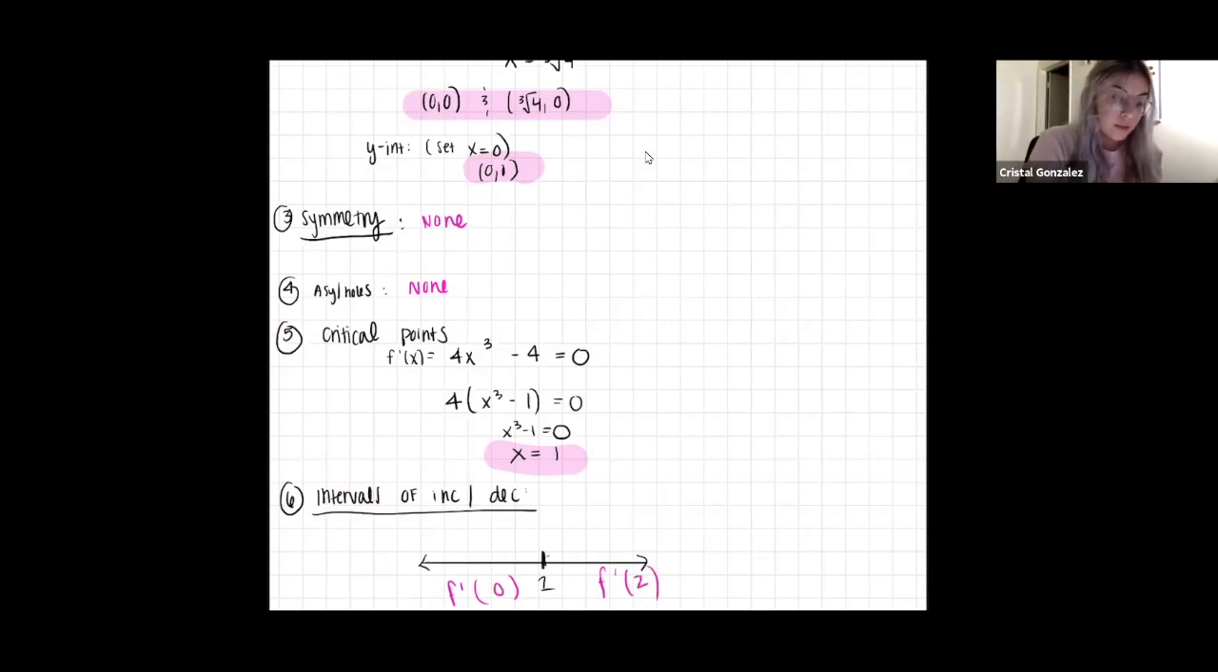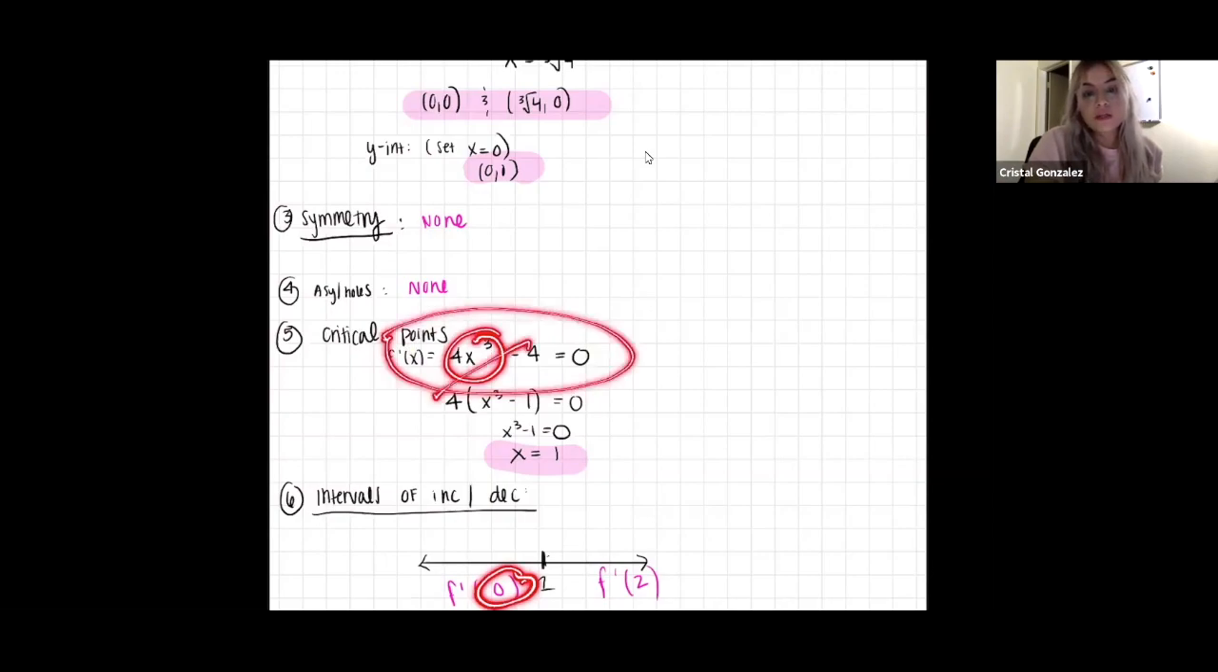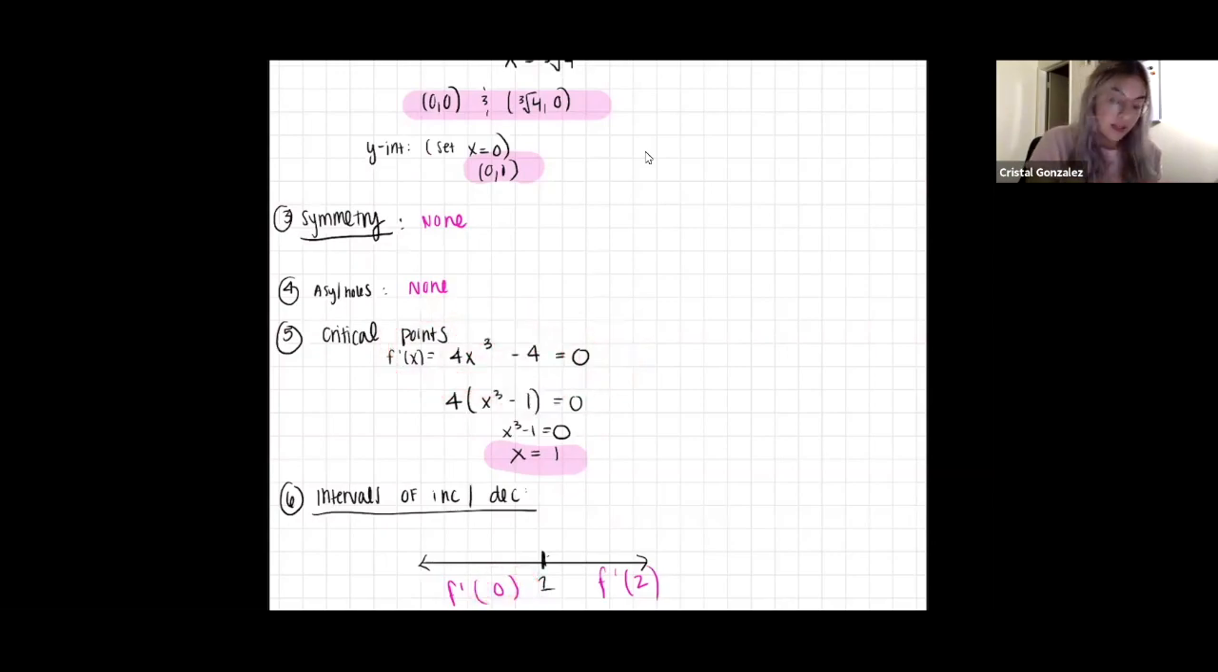And we'll plug that into our derivative here and check to see if it's increasing or decreasing. If I plug in 0 into this whole thing, this will go away, and I'll just be left with that -4 there, so that means it's negative here. So that tells me I'm decreasing.